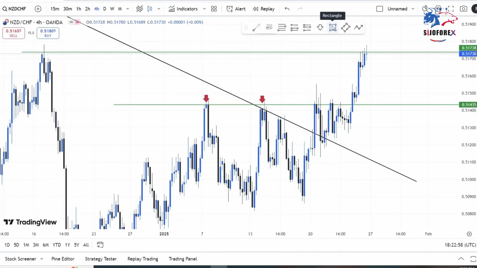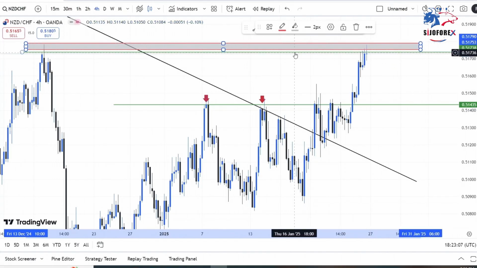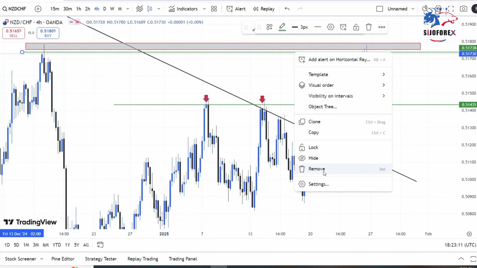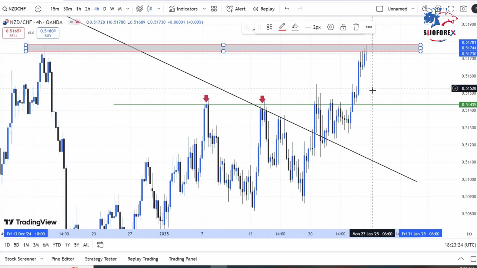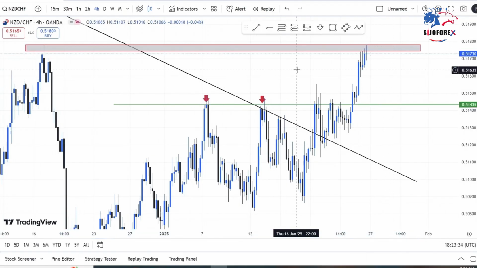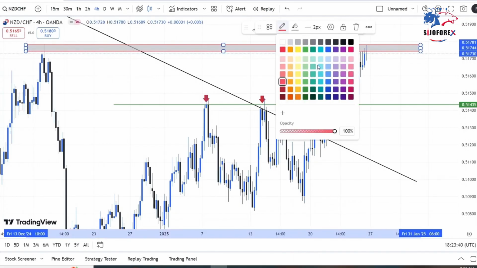I always use this rectangle when I spot a very strong resistance area. I don't use horizontal rays where I spot very strong resistance positions. I use this rectangle because I know this market is going to retrace here next week. There's going to be some retracement here in NZD CHF before moving up again to the top. That's what I'll be watching next week. You can click on it, change your colors, and configure it however you want.